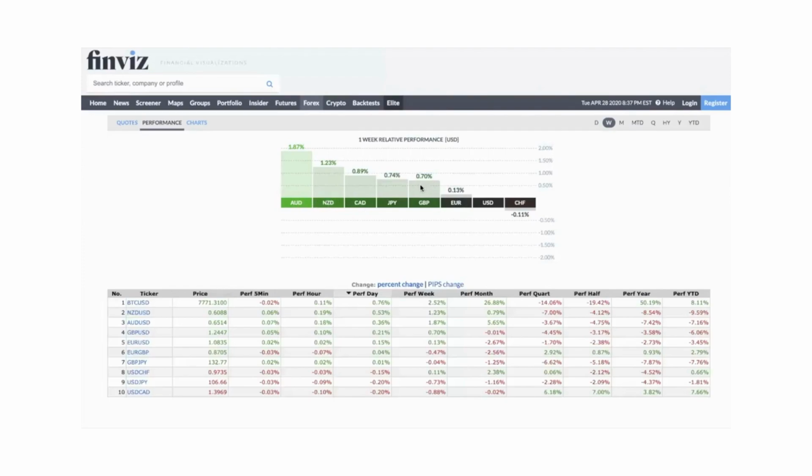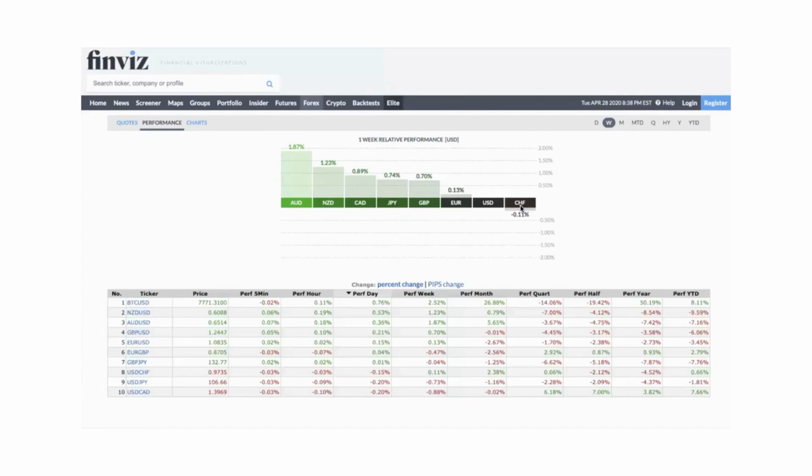You don't really want to touch anything after that. Maybe you just want to take the first three. So basically what you're doing is taking the strongest currency and pairing it with the weakest currency. You want to use that to decide which currency pair to trade.